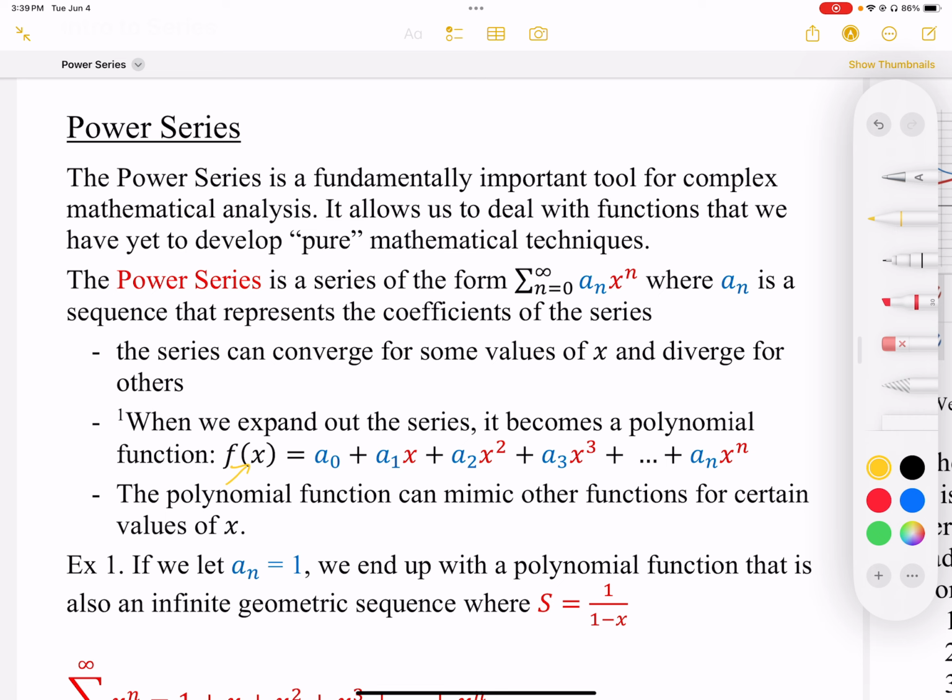And what these power series functions do is they actually end up mimicking other functions. Depending on the domain at which they converge, they're going to represent those functions in the domains that they converge in.